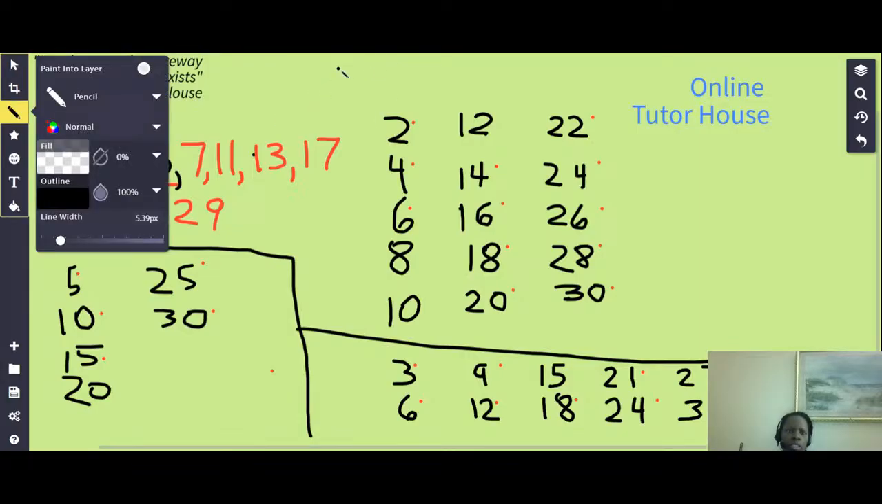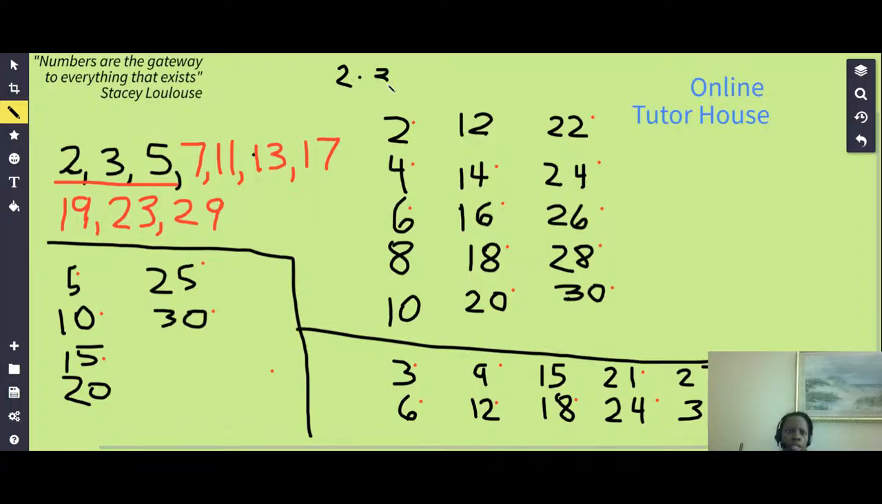Okay, so 2 times 3 times 5 times 7. That is 7 sharp, which is equal to 6 times 5, which is 30. 30 times 7 is 210. Now we're going to discover the next set of primes up to 210.